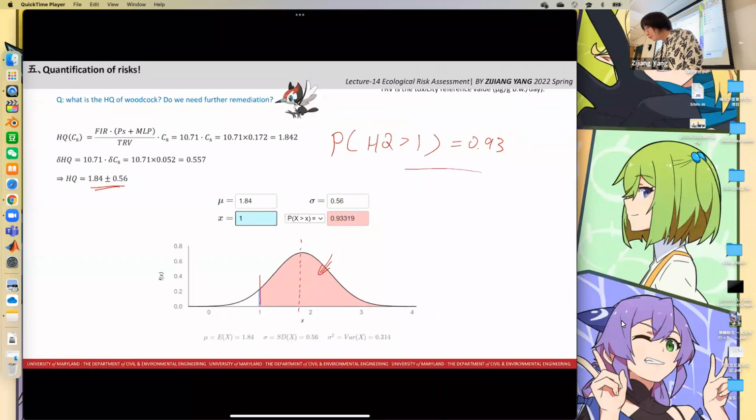And so for this one, do you guys have any questions? Did you get the probability by dividing the area of the red over the whole? Yes. So the whole area is 1, and the red area can be calculated. Yes.